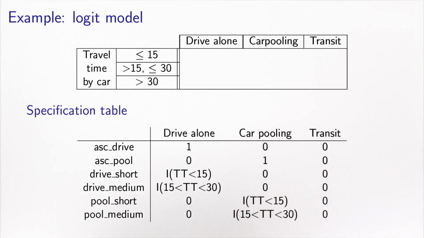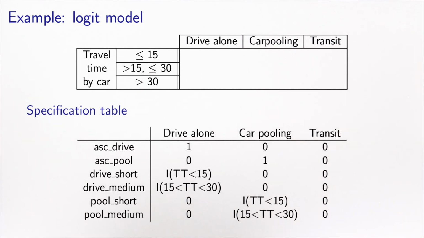I will use again this simple example where I have two variables. The explanatory variable is travel time, and I have three strata: short travel time, less than 15 minutes, medium travel time between 15 and 30 minutes, and long travel time above 30 minutes. I have three modes of transportation: drive alone, carpooling, and transit.